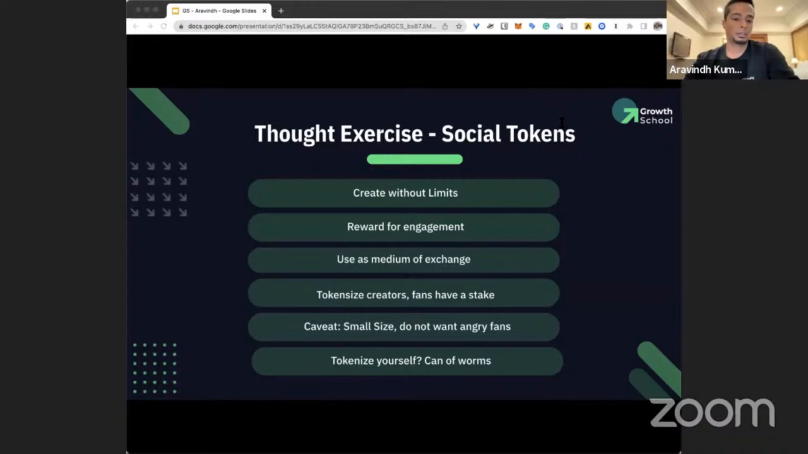But I think there is a definite benefit here where, despite all of these issues, the creator economy still is evolving. So it's too early to figure out what a social token means and what the legalities around it are, etc. But it's in the right direction, where there is real stake for both the creator and the fan that is engaging with them.